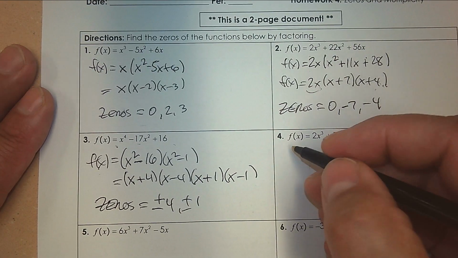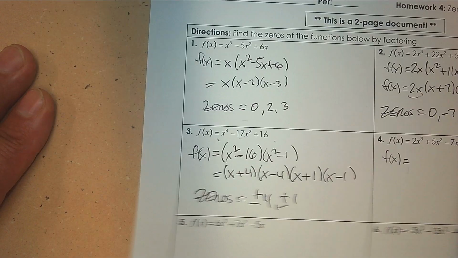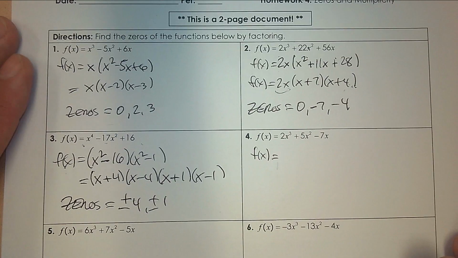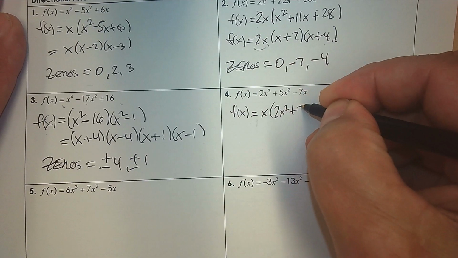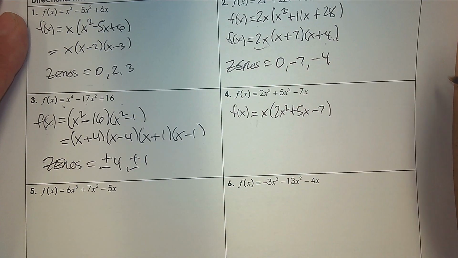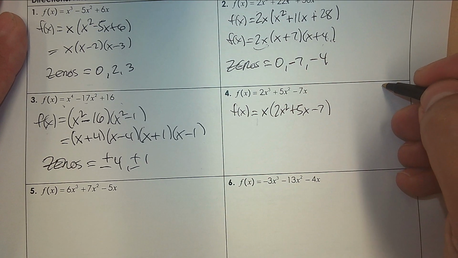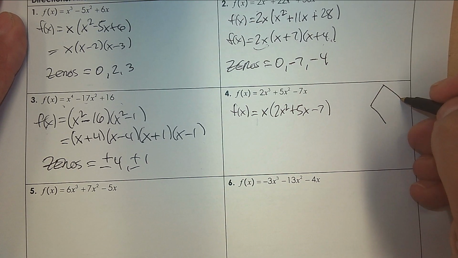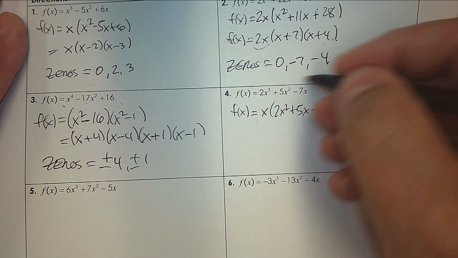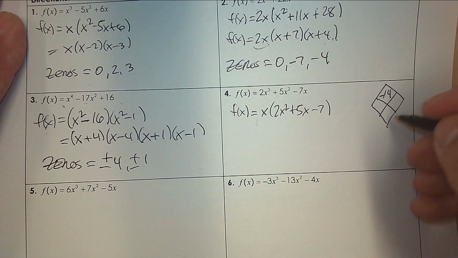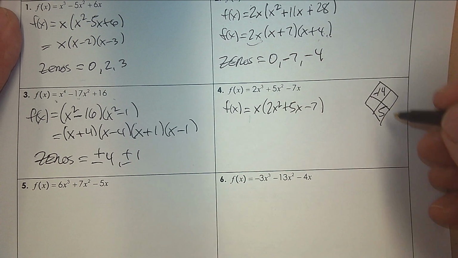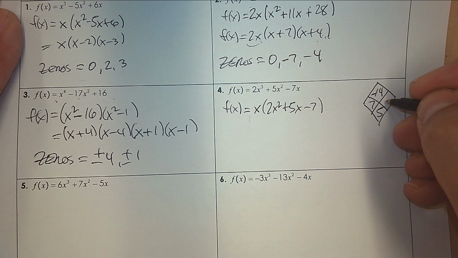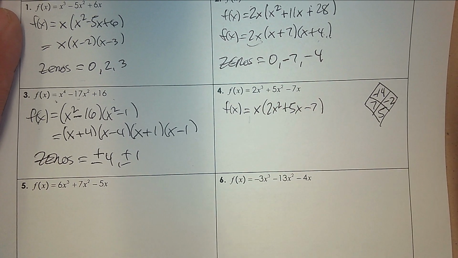Number 4. Is there anything in common? Yep, there's an x in common. That leaves me with 2x squared plus 5x minus 7. If I'm going to do this, it is probably more helpful to draw a diamond to organize it. 2 times -7 is -14, and 5. Two numbers that multiply to -14 and add to 5 are 7 and -2.